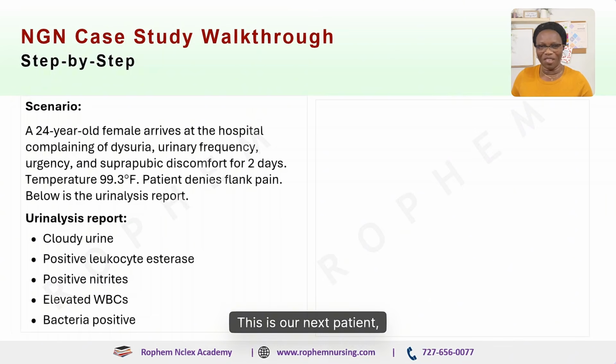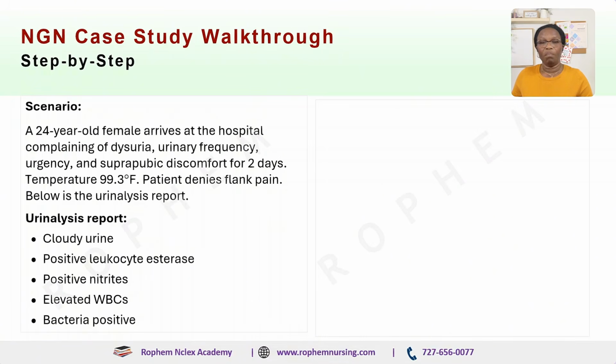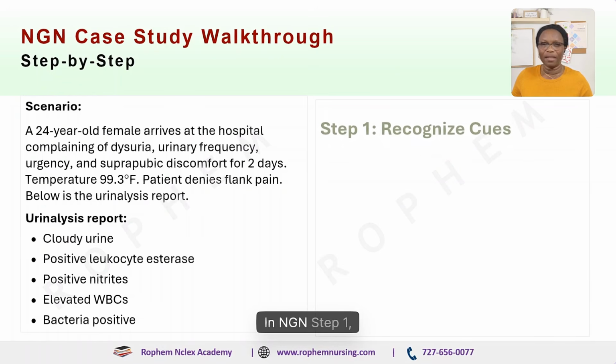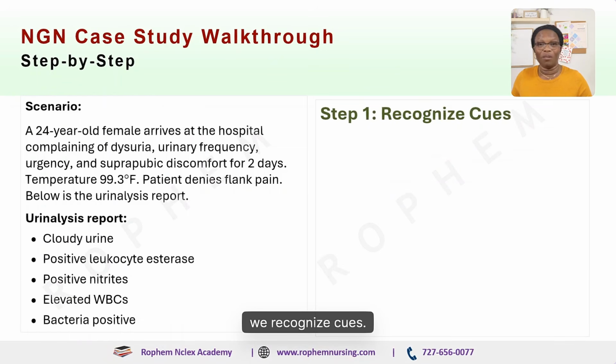This is our next patient, 24-year-old female who arrives at the hospital complaining of dysuria, urinary frequency, urgency, and suprapubic discomfort for 2 days. Temperature is 99.3. Patient denies flank pain. Below is the urinalysis report. Cloudy urine, positive leukocyte esterase, positive nitrites, elevated WBC, bacteria positive. In NGN Step 1, we recognize cues.